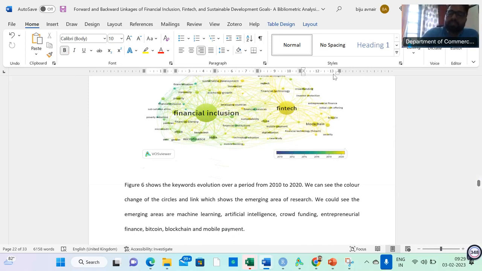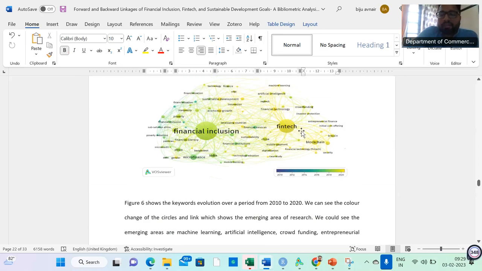Now we can see the changed color, yellow, that is fintech, and we can find the latest topics: machine learning, artificial intelligence, regtech, financial technology, crowdfunding, investors protection. Also Bitcoin, which is cryptocurrency, and artificial intelligence, machine learning. These technology platforms will be helping fintech to reach sustainable development goals.